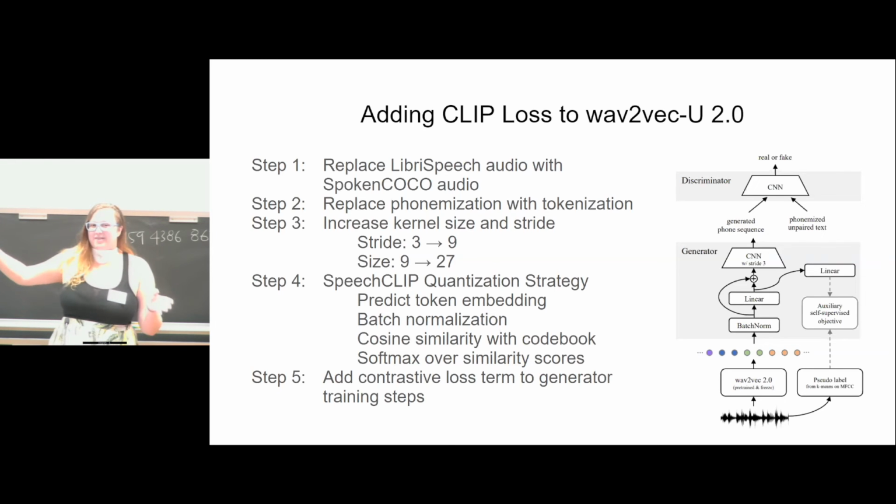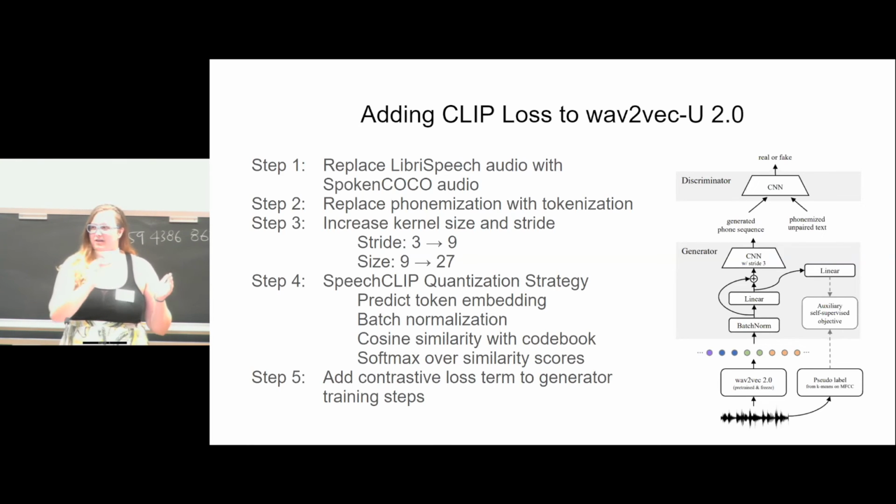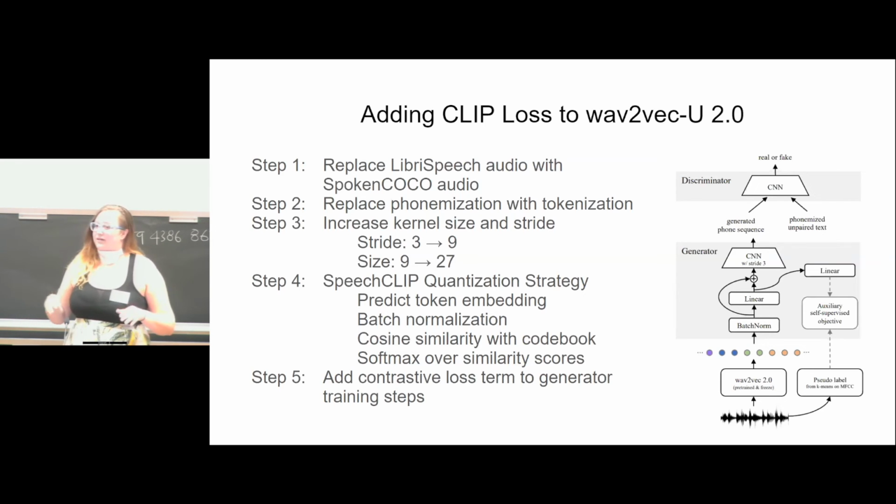So as a reminder, rather than predicting a distribution over the tokens directly, we predict a token embedding. We normalize all the token embeddings to have the same mean and standard deviation as the CLIP codebook, and then use the cosine similarity with every item in the codebook to get our logits, so that a softmax over those similarity scores is our predicted distribution. Finally, we add our contrastive loss term to the generator training steps and leave the discriminator training steps as is.